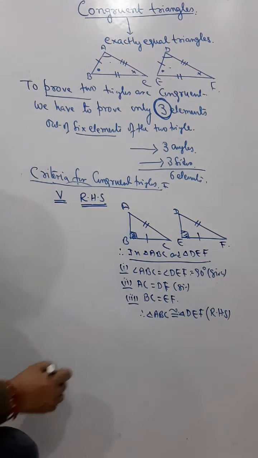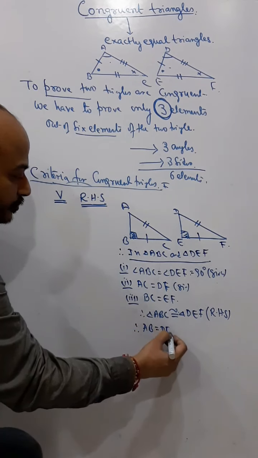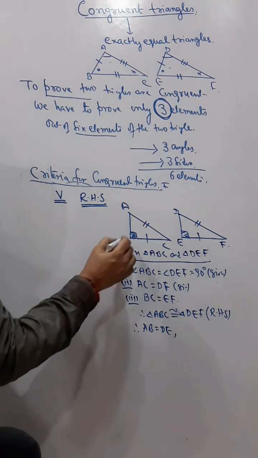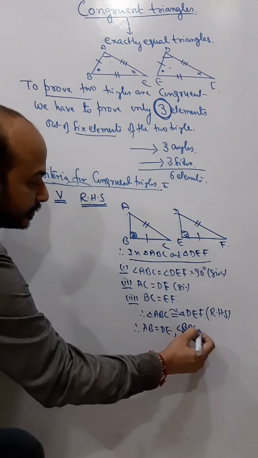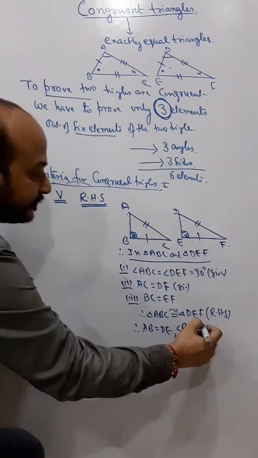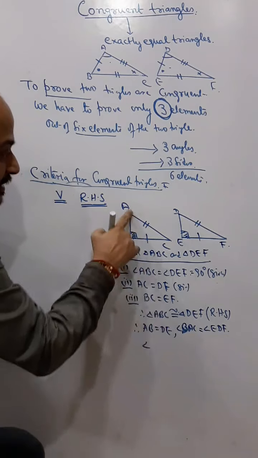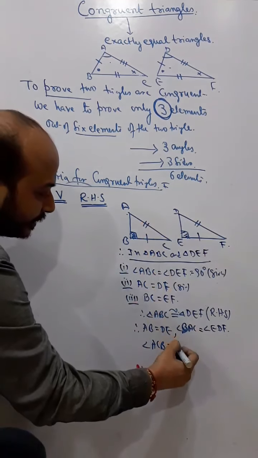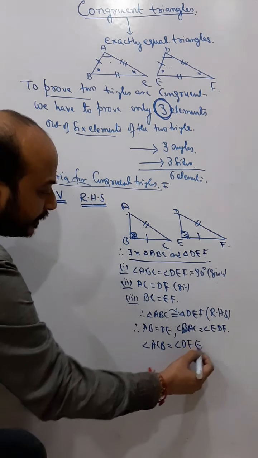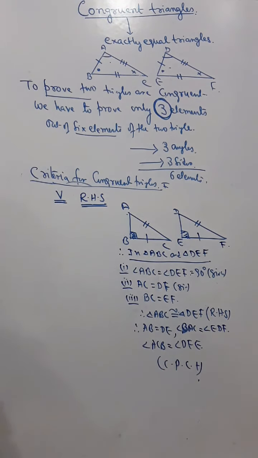And here also we can see that the other three parts are equal. So we can say that AB equals DE, angle BAC is equal to angle EDF, and angle ACB is equal to angle DFE, and this is due to CPCT, corresponding parts of congruent triangles.